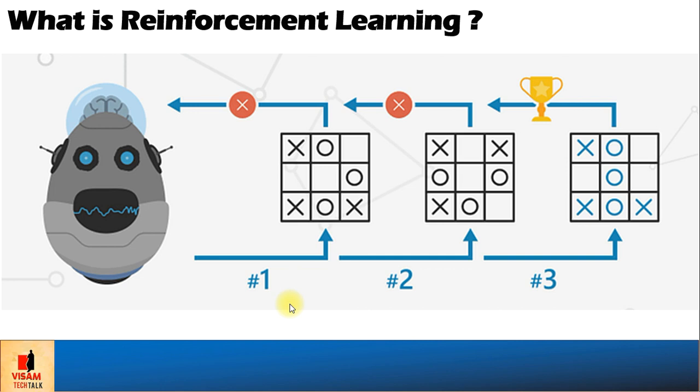In simpler terms, reinforcement learning is a machine learning training method based on rewarding desired behaviors and punishing undesired ones. In simple terms, if you are playing a game and you achieve something, they will give some rewards. If you do not achieve as per the game rules, then you do not get any rewards.